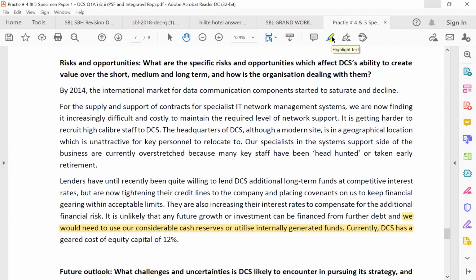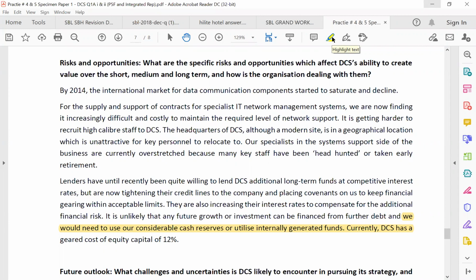The headquarters of DCS, although a modern site, is in a geographical location that is unattractive for key personnel to relocate to. Our specialists in the system support side of the business are currently overstretched because many key staff have been headhunted or taken early retirement. So they are saying that our specialist staff have gone to other companies, or there are situations where they have taken early retirement as well.